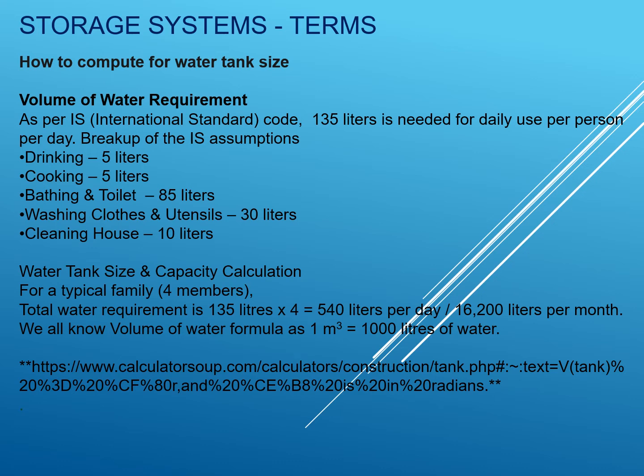Now we all know the volume of water formula: 1 cubic meter is equivalent to 1,000 liters of water. So meaning to say, if you were computing for a water tank with a volume of 1 cubic meter, you will be getting 1,000 liters of water to fill up that tank.